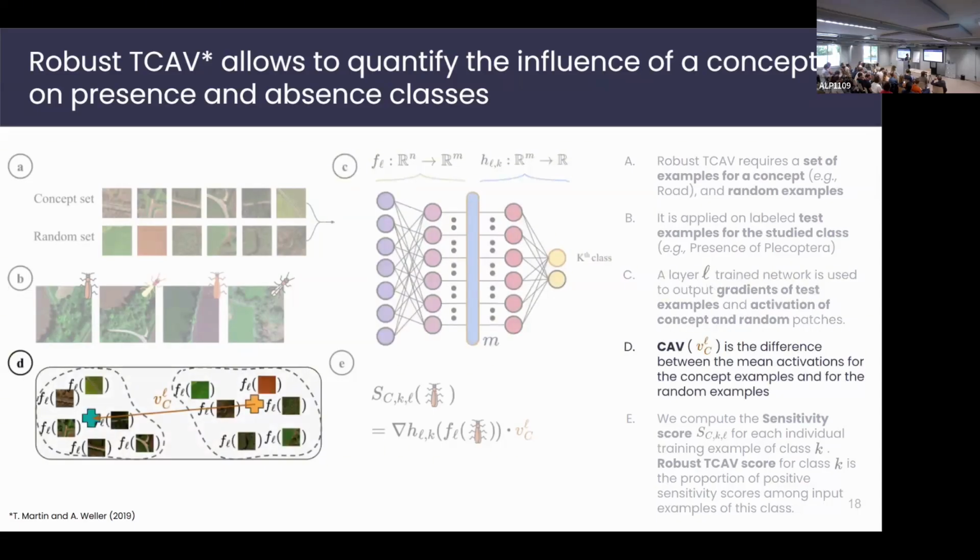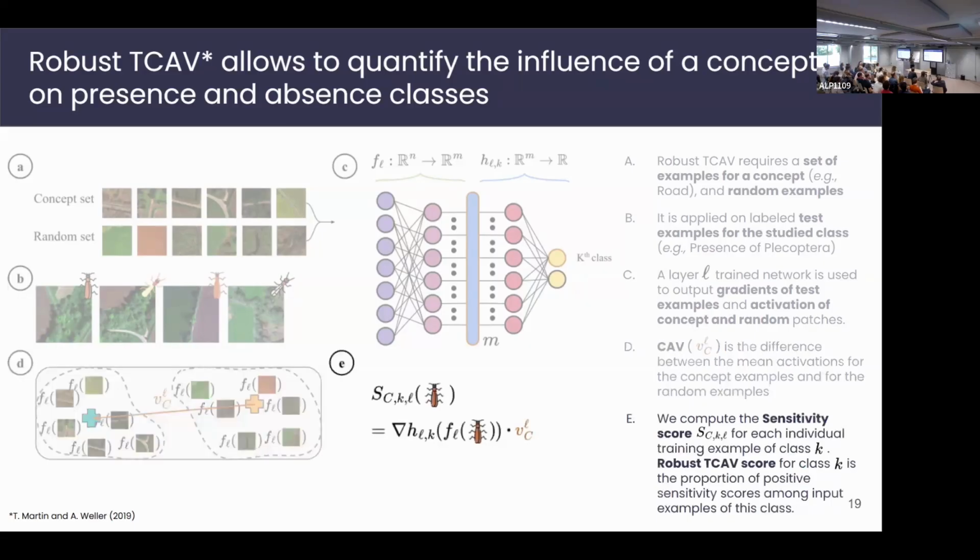Now that we have these things, we can compute the concept activation vector, which is the difference between the mean activations for the concept examples. So we have activations for this patch, activation for this patch, etc., and we have the mean vector, and we do the same for the random patches. By computing the difference between the two mean activations, we get a direction toward the concept. So here, this is a direction toward the concept of road.